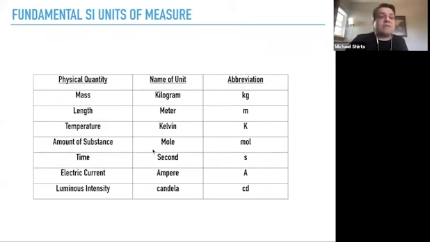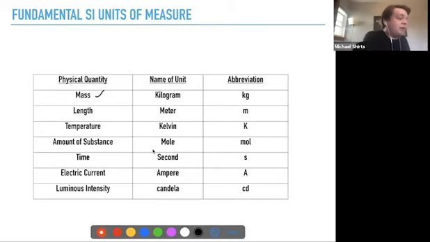Those are the units of mass, which the fundamental unit is the kilogram. Seems kind of silly that it's the kilogram instead of the gram because you got the prefix there, but that's what it is. And its abbreviation is kg. Length, the fundamental unit is the meter, abbreviation small m. Temperature, the SI unit is Kelvin. And then amount of substance is a mole.